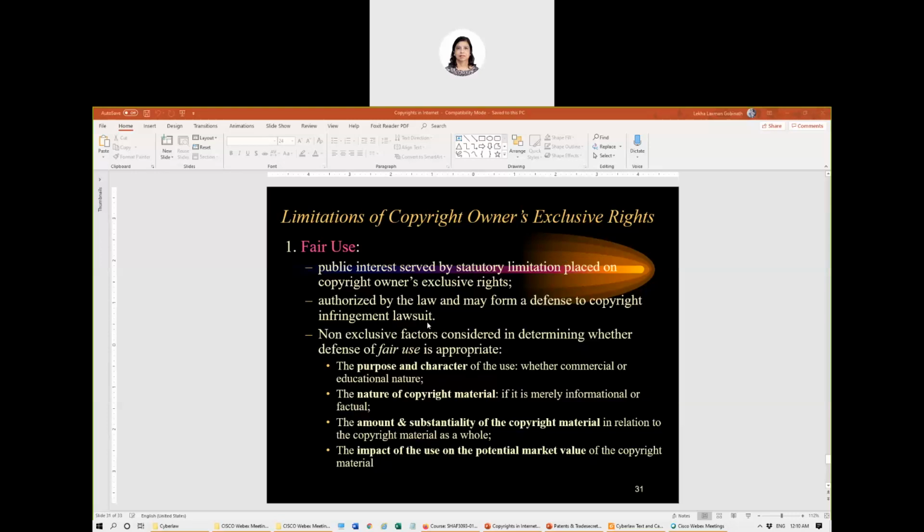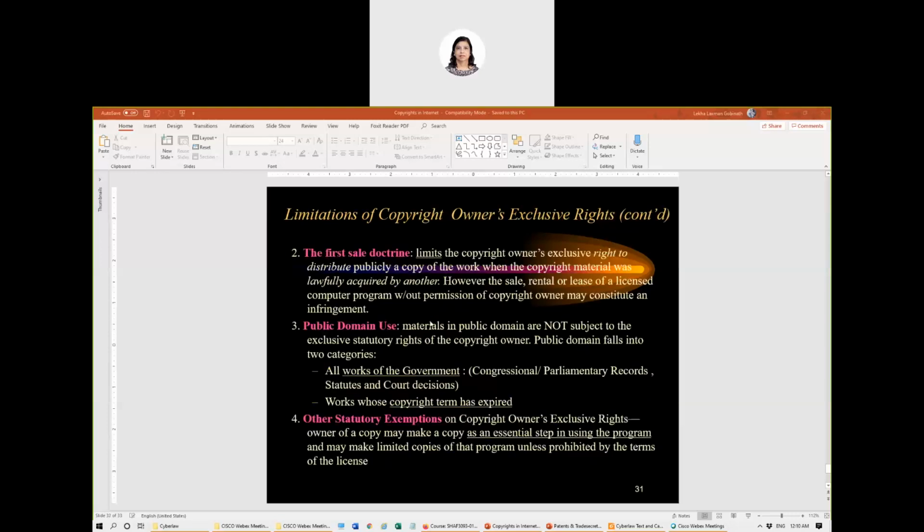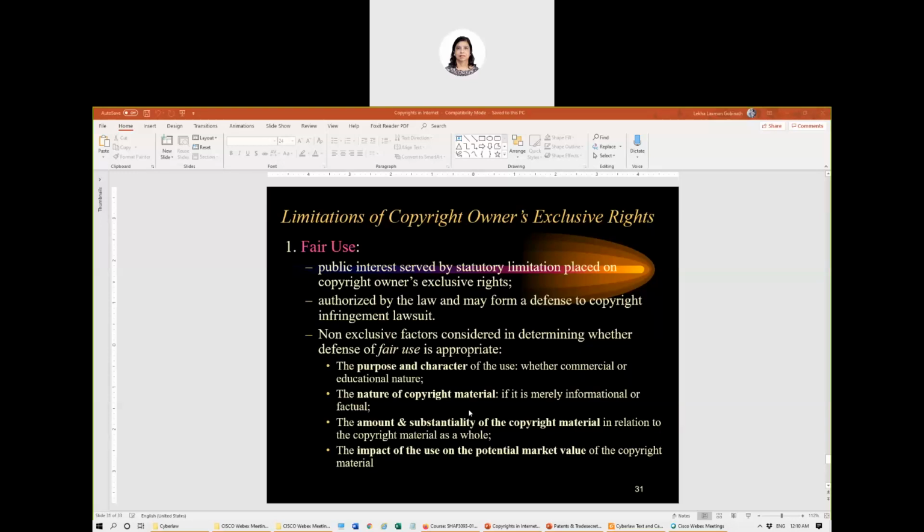One is called fair use. Second is called the first sale doctrine. Third is called public domain use. And there are also other statutory exemptions. Statutory exemption meaning exemptions provided under the Act, right? So let's look at each one of these.